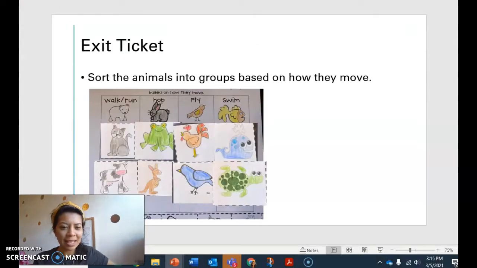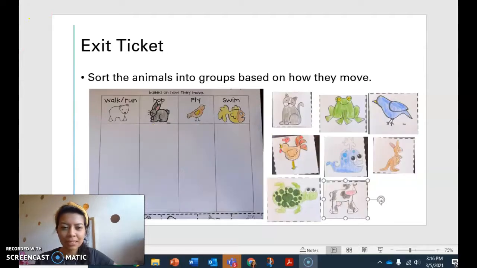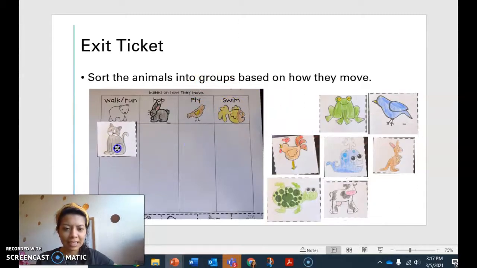And you have made it to the exit ticket portion of this lesson. For today's exit ticket, we will complete this anchor chart by sorting the animals into groups based on how they move. So let's go ahead and take a look at our first picture here. We have a cat. If you have a pet cat at home, how is your pet cat able to move? Are they able to walk, hop, fly, or swim? If you said by walking or running, you are correct. Yes, cats are able to walk.